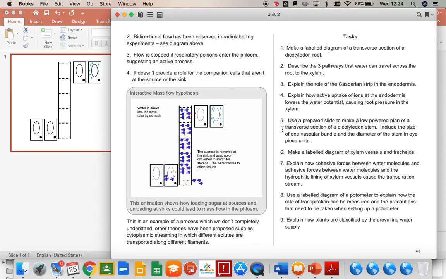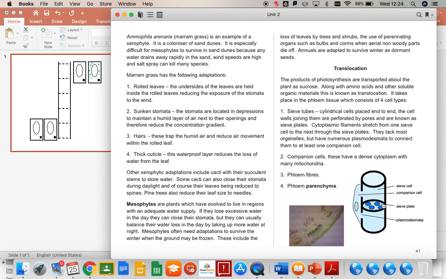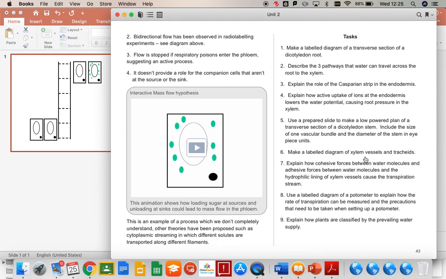Okay, so there are some problems with this. First one, most obvious one, it doesn't explain why these are there. These are going to get in the way of flow, and in biology everything is there for a reason. Bidirectional flow has been observed. I don't think this is an issue because if you've got pressure in the system, it doesn't matter if you open the tap upstairs or downstairs as long as you've got that hydrostatic pressure there.